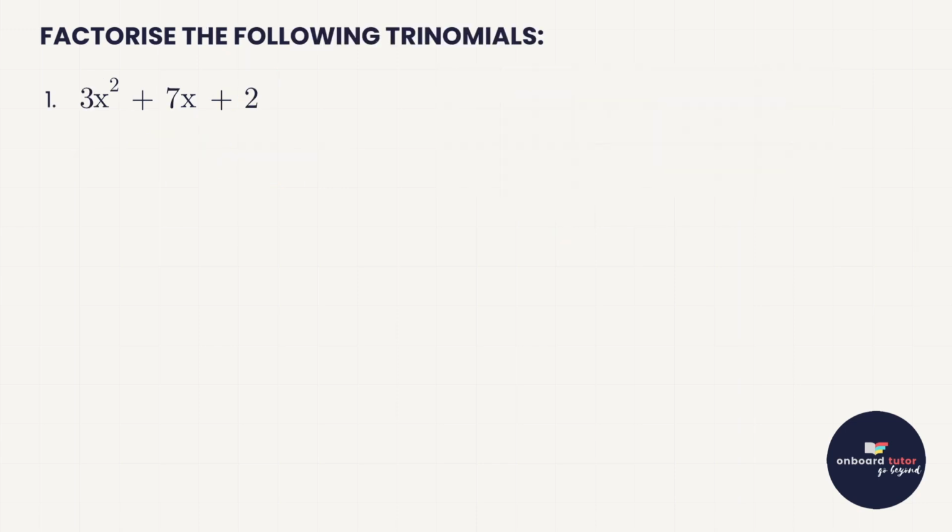Now that we're in grade 10, we are going to get trinomials like this. So 3x squared plus 7x plus 2. Have a look at this. This 3 is now a coefficient of the x squared term, and there's no constant factor here. So what we're going to have to do is factorize with this 3 in mind.